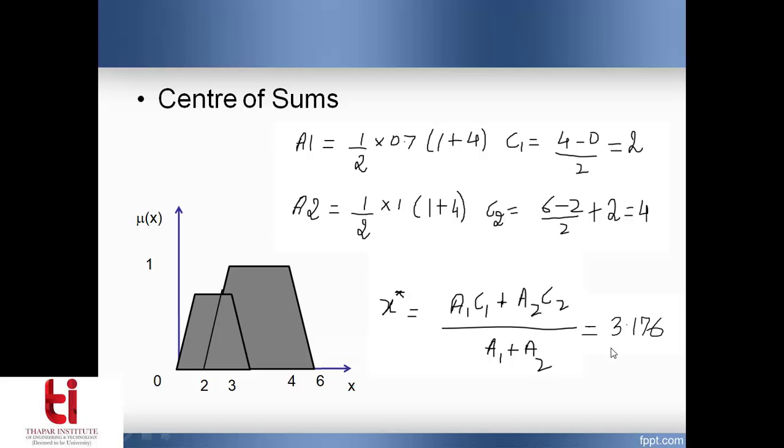As such, the most popular methods to be used are center of sums, centroid, and the weighted average methods, because their results are quite close and they give me a good estimate of my output value.